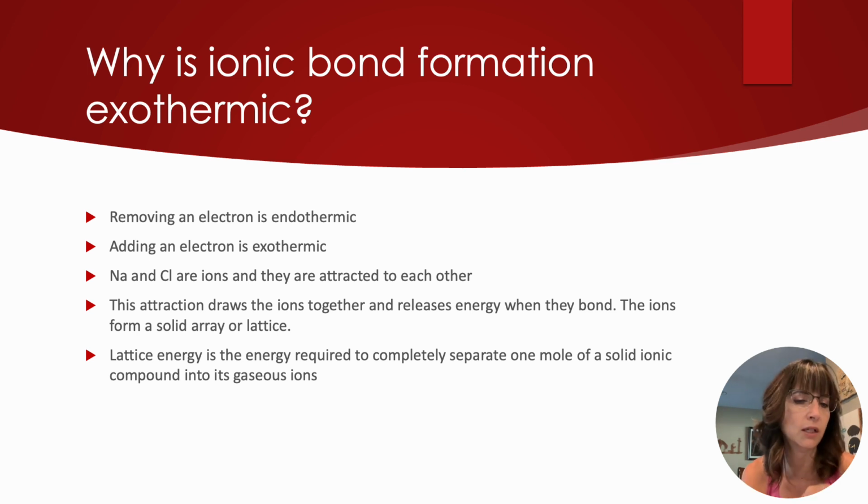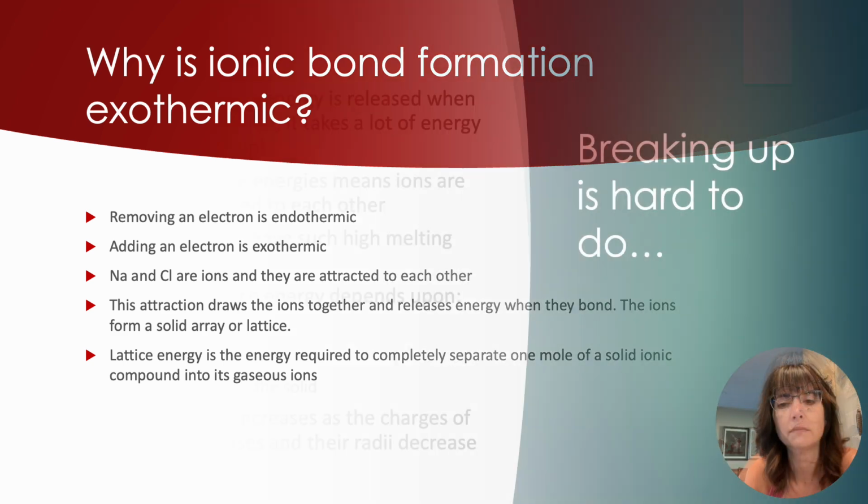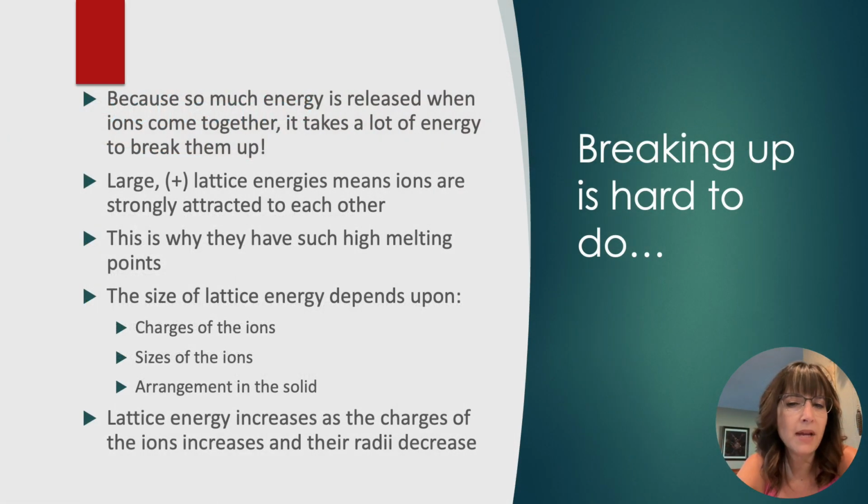And we're going to look in more detail when we do a POGIL into lattice energy. But lattice energy is the energy required to completely separate 1 mole of a solid ionic substance into gaseous ions. That does require quite a bit of energy. So what makes lattice energy so large for ionic substances? Well, because there's so much structure and the electrostatic charge between the atoms is so great, it takes a lot of energy to break them up. What affects that? The stronger those ions are attracted to each other, the harder it is to break them up. This is why they have high melting points.